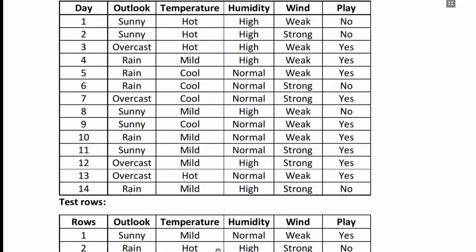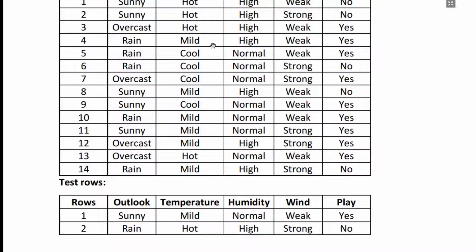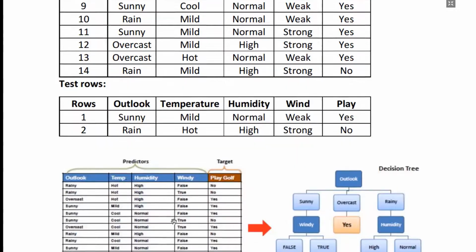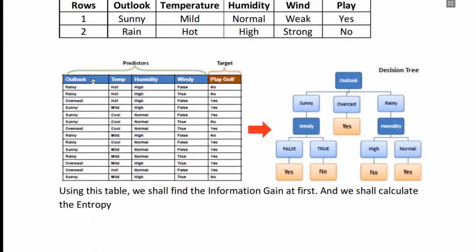And also rain, hot, high, strong, and no, this combination is also not present there. So this is my training data set and this is my test data set. So now what to do here? Just see here. We have these respective data sets, and there is a target. These are the predictors. Predictor means the input variables or the feature variables.